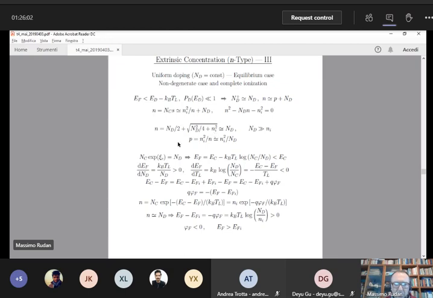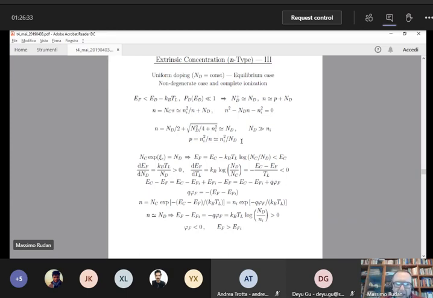The concentration of the holes is easily found because you remember that the product np is equal to ni squared. So p is equal to ni squared divided by n. n is almost equal to Nd. So you have ni squared divided by Nd, okay? Let's consider some orders of magnitude, okay?